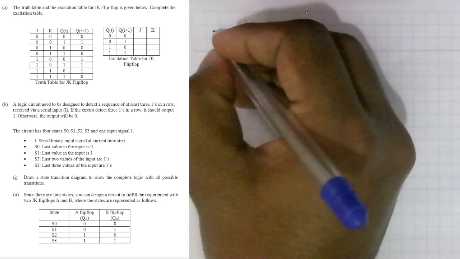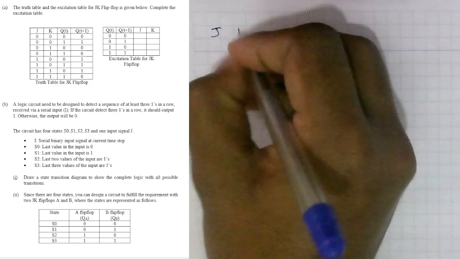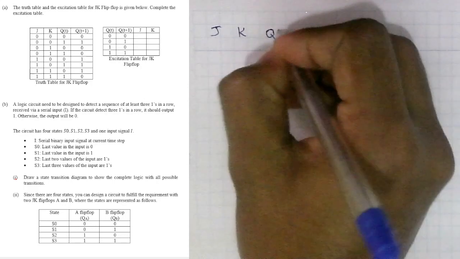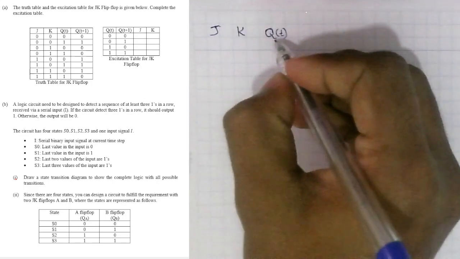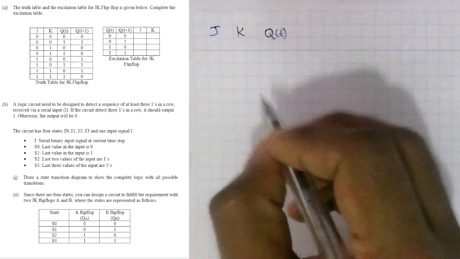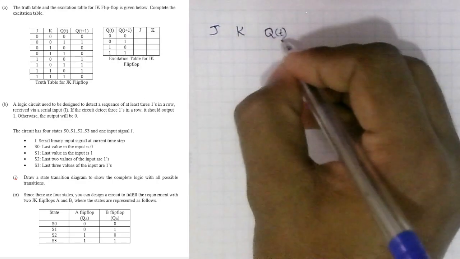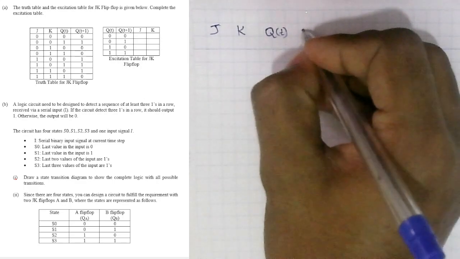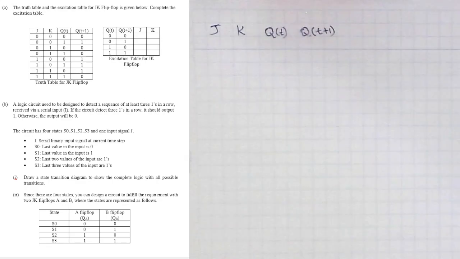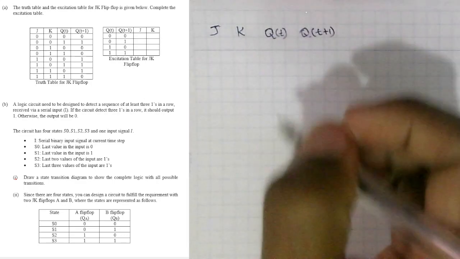So first, we know that JK flip-flop has two inputs, right? J and K. And there is an input Q(t) as well, right? So this is the state of the JK flip-flop in the current timestamp. And based on these three inputs, we will be determining what is the output at the next timestamp, t+1. So all three are working as inputs to determine the output state.